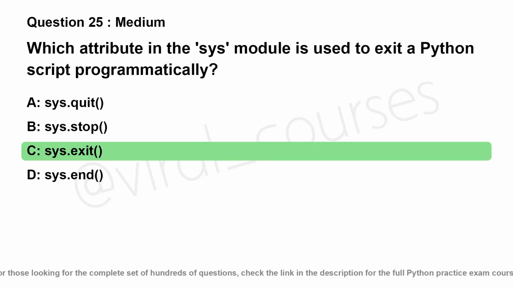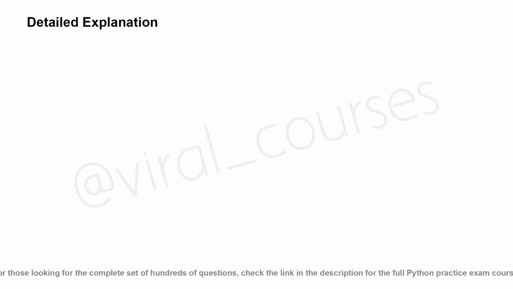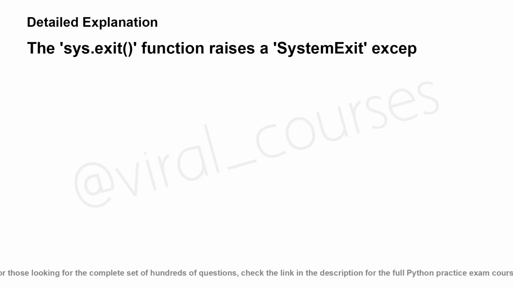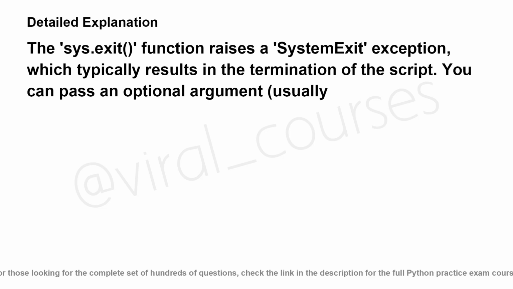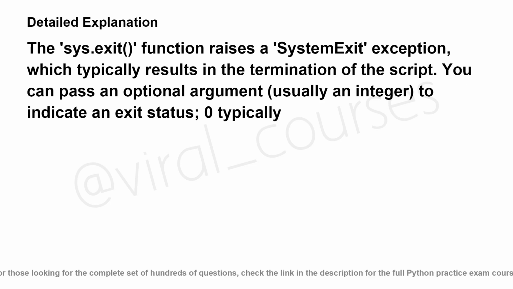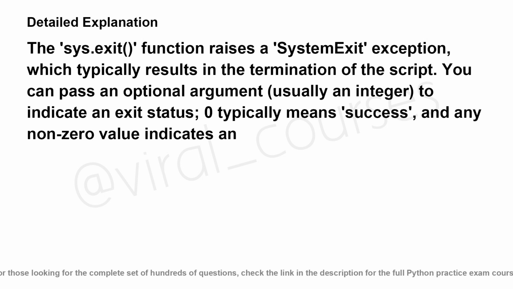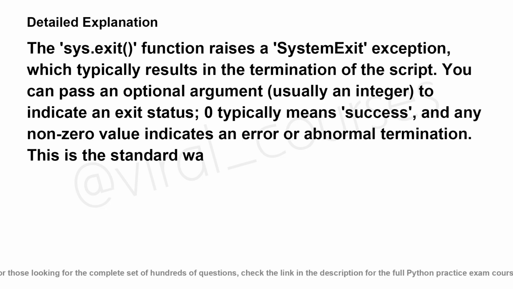The correct answer is C. The sys.exit function raises a SystemExit exception, which typically results in the termination of the script. You can pass an optional argument, usually an integer, to indicate an exit status. 0 typically means success, and any non-zero value indicates an error or abnormal termination. This is the standard way to stop execution.